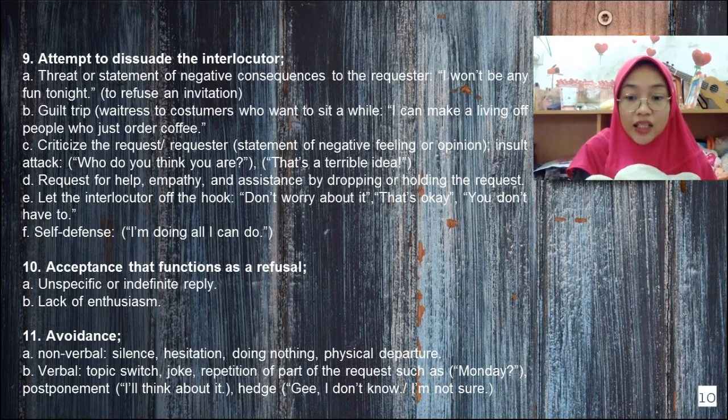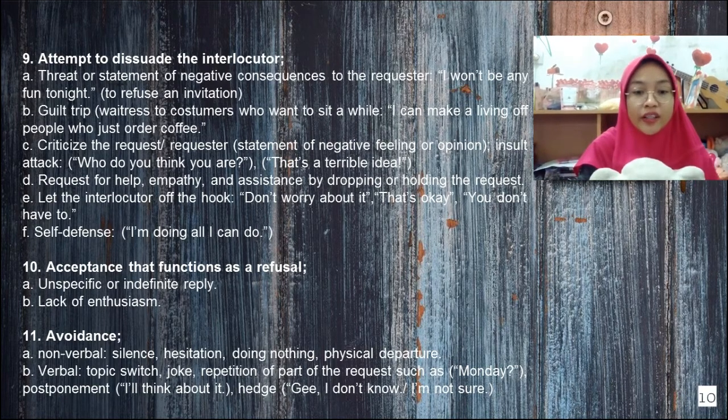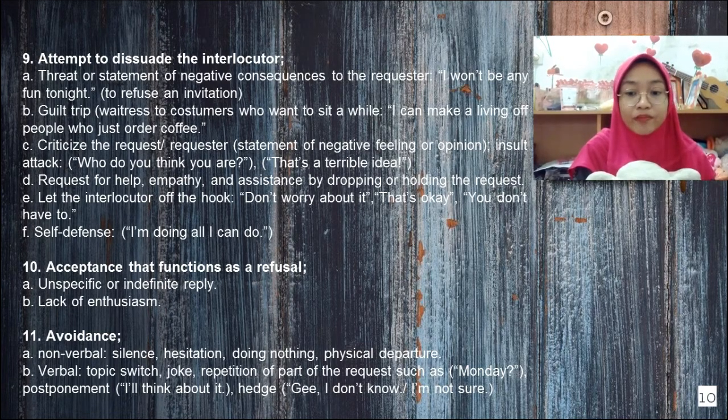Then criticize the request or requester: statement of negative feeling or opinion, insult, attack, such as "Who do you think you are?" Kayak marah gitu ya. Then request for help, empathy, and assistance by dropping or holding the request, and let the interlocutor off the hook, such as "Don't worry about it", "It's okay", "Don't mention it". Okay, baik-baik aja ya. Gak usah khawatir.